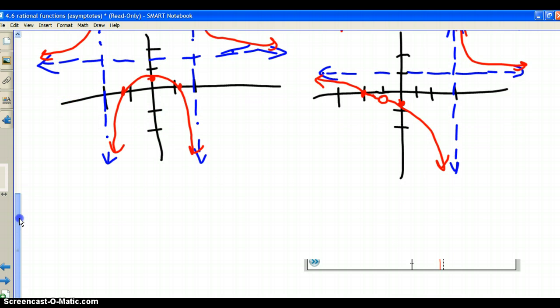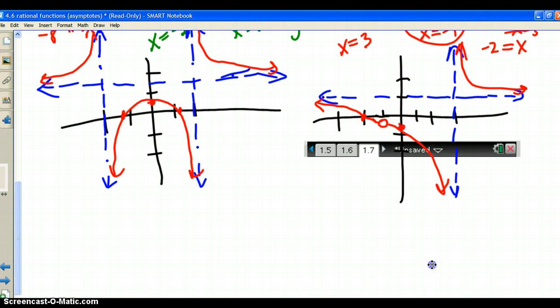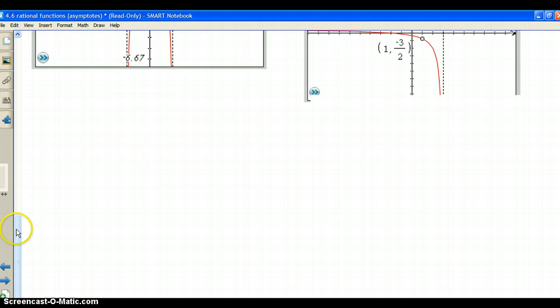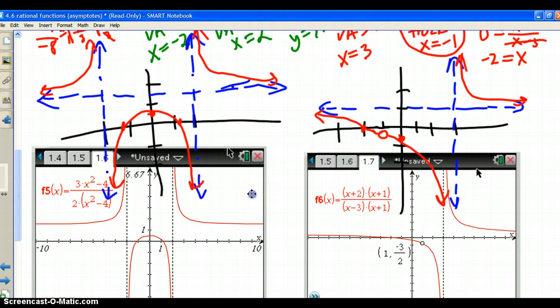Let's look and see how accurate our graphs are. I think I actually did these on the calculator. Let's see what they look like. So here is the actual graph compared to our sketch. It's not bad. It's pretty good.